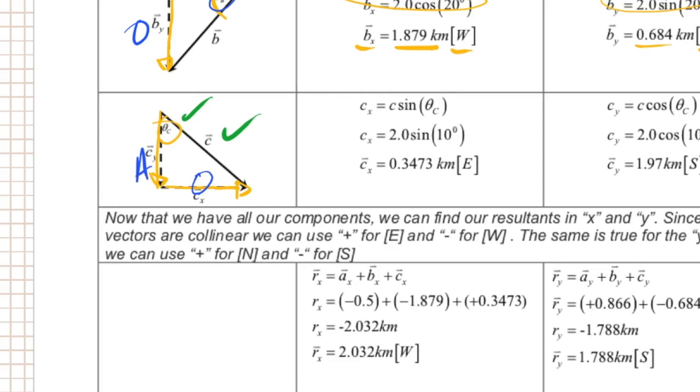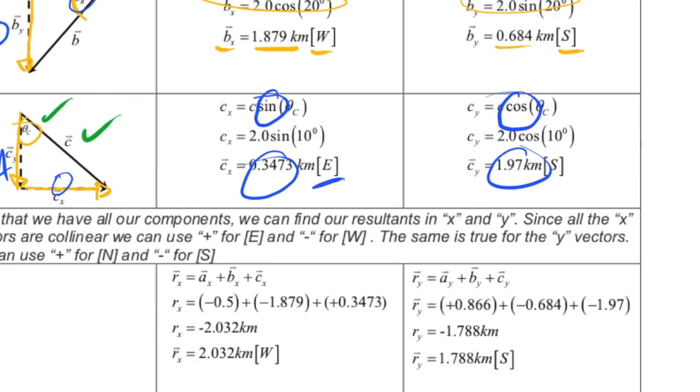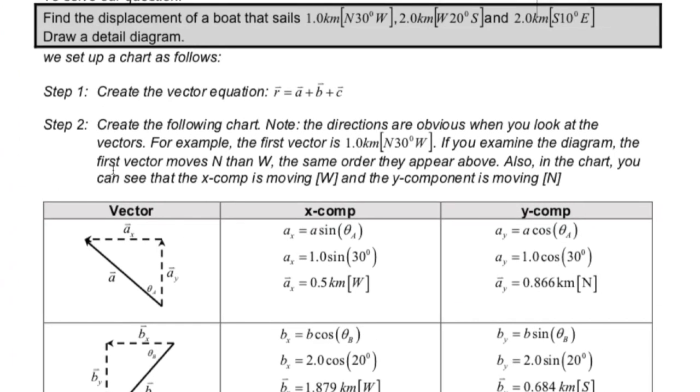So as soon as you see the word opposite, you know that that means sine. So CX is related to sine. And then of course, y has to be cosine. Then you substitute your values in, and you get your final answer with the direction. Don't forget your harpoons.